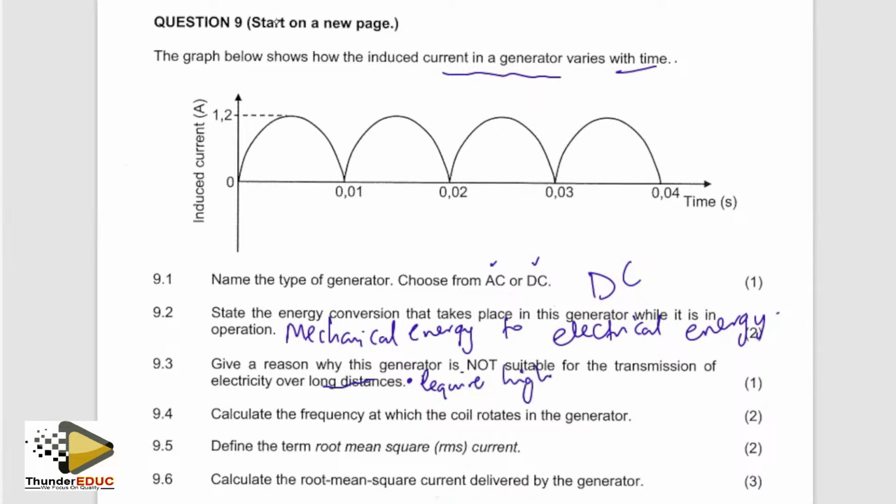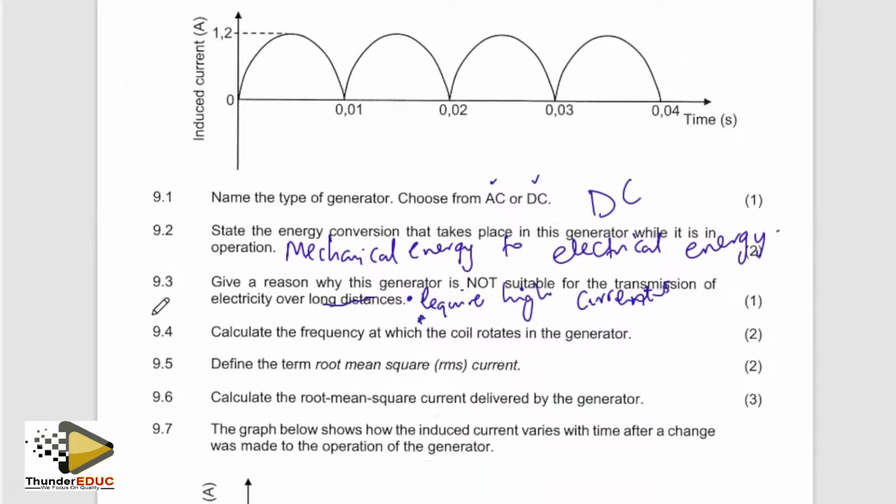Okay, it requires high currents for it to overcome the losses along the way and all of that. And then number three, we can also see that DC cannot be easily transformed. It's very hard to transform this DC current into an AC current. That's why it makes it a bit difficult. So just one of the reasons would be good enough, okay?